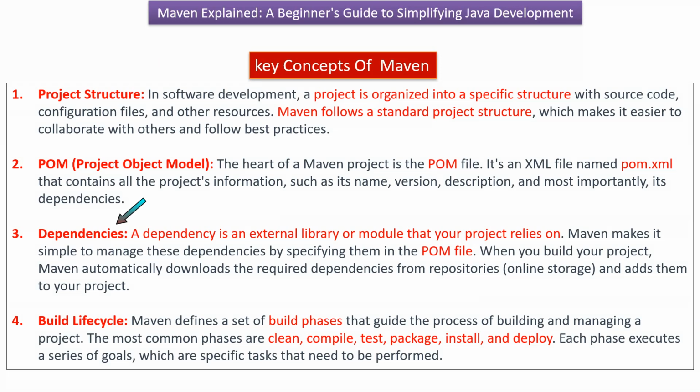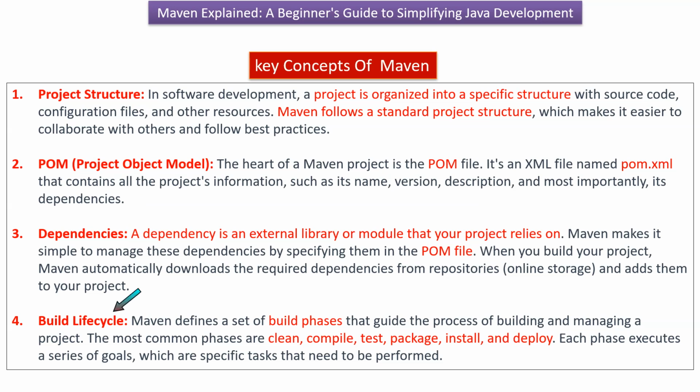Third point is dependencies. A dependency is an external library or module that your project relies on. Maven makes it simple to manage these dependencies by specifying them in the POM file. When you build your project, Maven automatically downloads the required dependencies from the repositories, which is nothing but online storage, and adds them to your project.